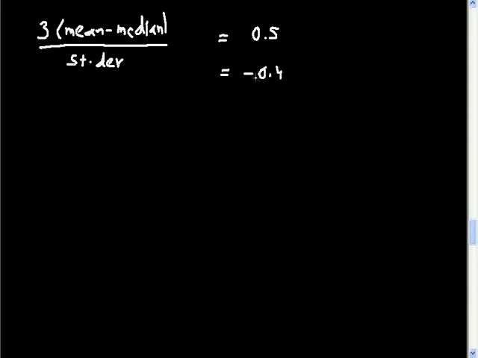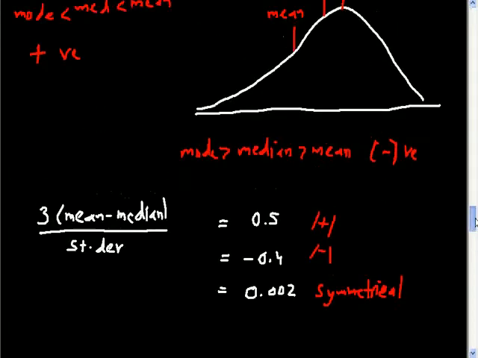If you got a value like minus 0.4, you'd say it's a negative skew. And if you had a very low value which was very near 0, you say there's little or no skew, or you say symmetrical. Very rarely you'll get a value which is exactly 0. 0 would be ideal, you can call it symmetrical without any hesitation, but very rarely do you get that.